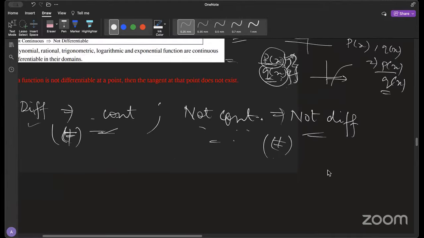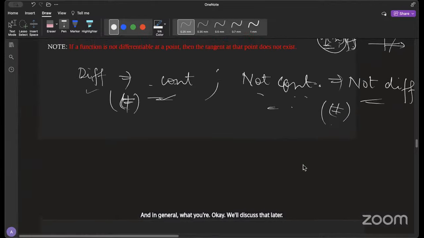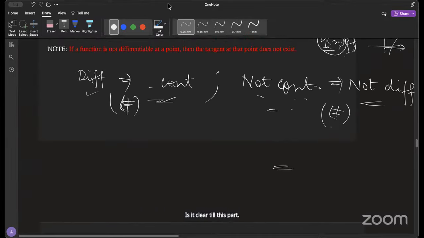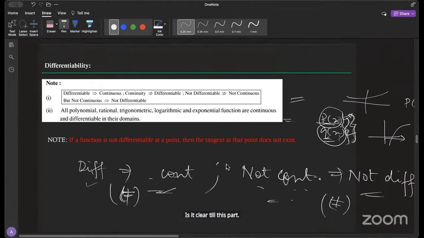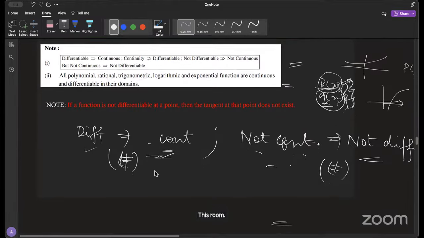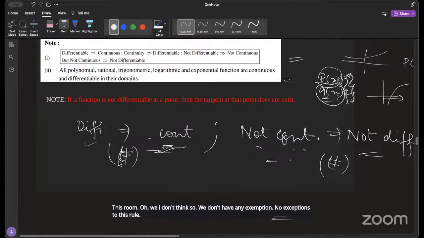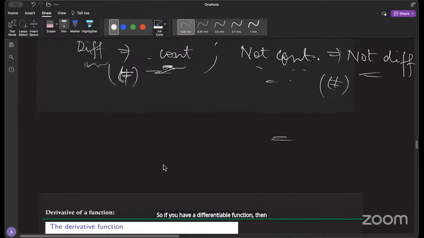And in general, okay, we'll discuss that later. Is it clear till this part? But do we have any exemption to this rule? No, I don't think so. We don't have any exceptions to this rule. So if you have a differentiable function, then it's always continuous.